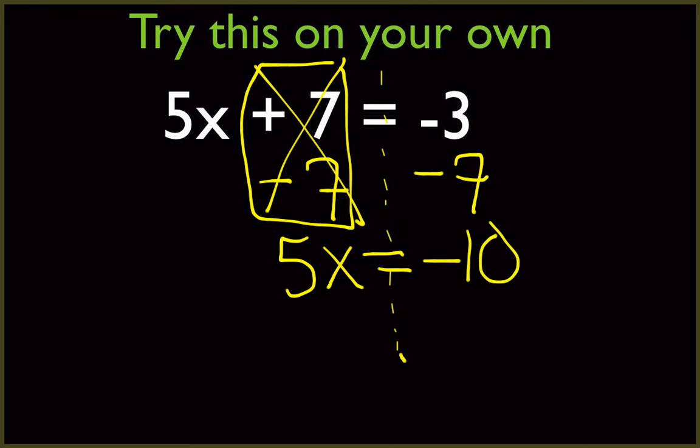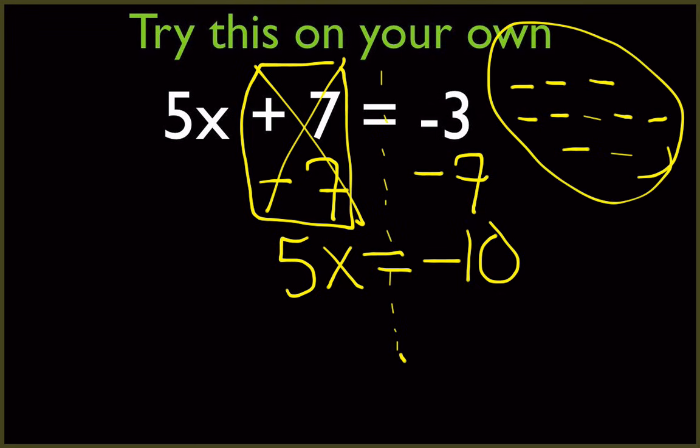A lot of you have been having issues with positives and negatives. Remember, this is like 3 minus signs and 7 more minus signs. That all together makes 10 minus signs. So you have to be very careful not to get that confused with 3 minus 7.